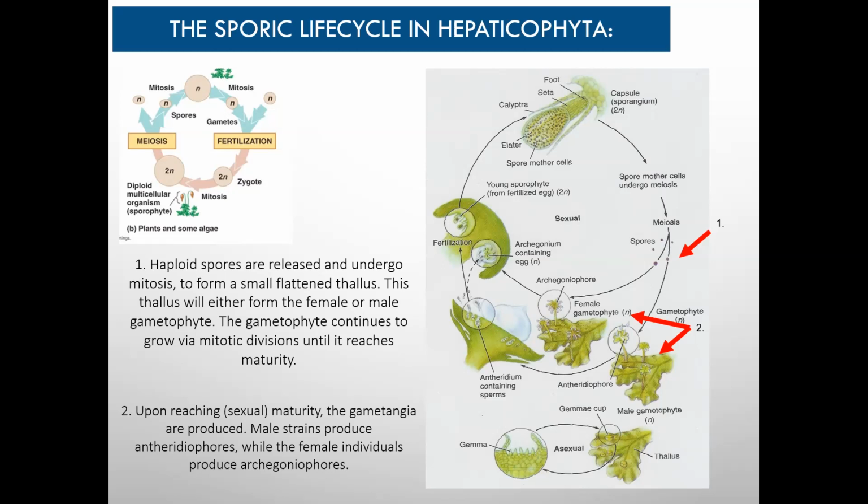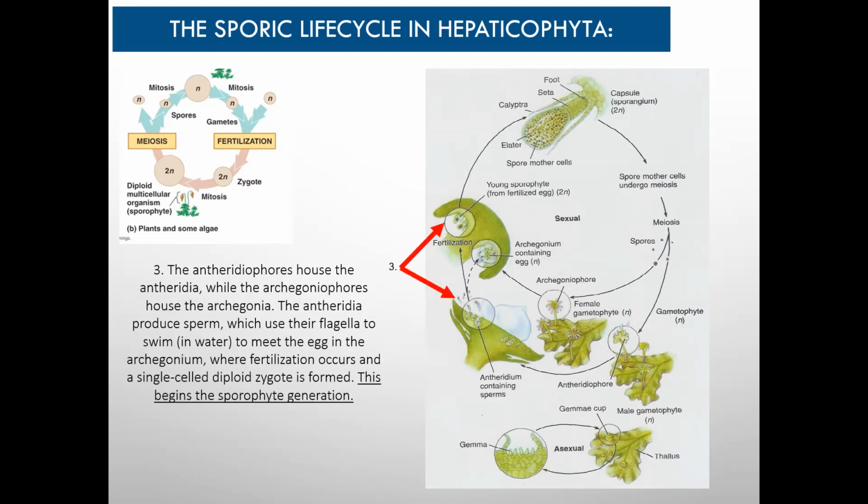Antheridiophores are produced for male strains, and archegoniophores are produced for female strains. The antheridiophores house the antheridia, and archegoniophores house the archegonia. The antheridia produce sperm, which will use their flagella to swim and need water to swim through to meet an egg in the archegonium. And it is within the archegonium that fertilization occurs. This fertilization results in a single cell diploid zygote and is the beginning of the sporophyte generation.